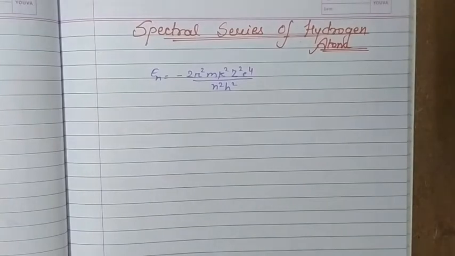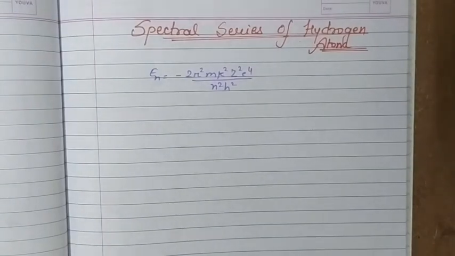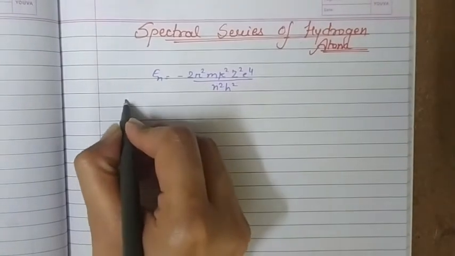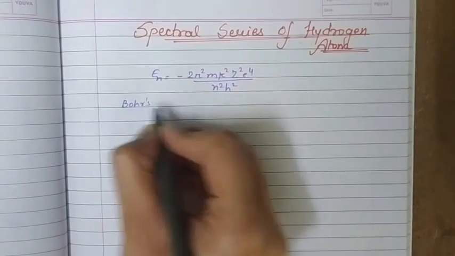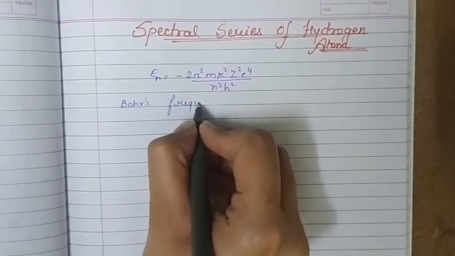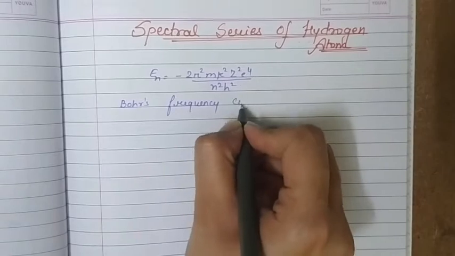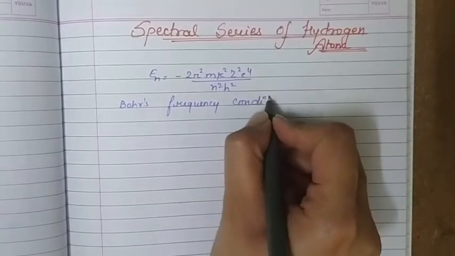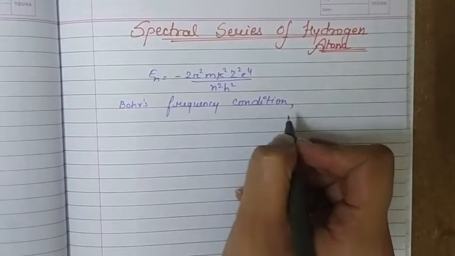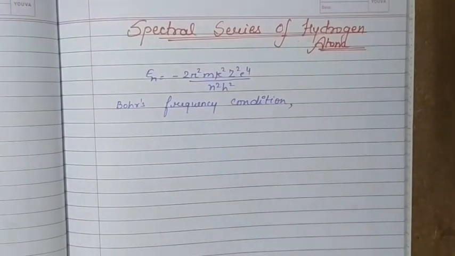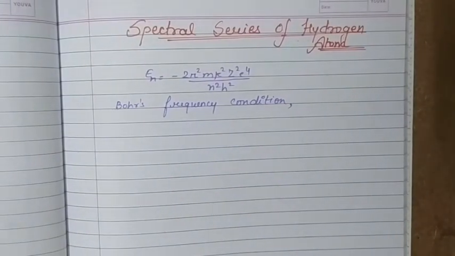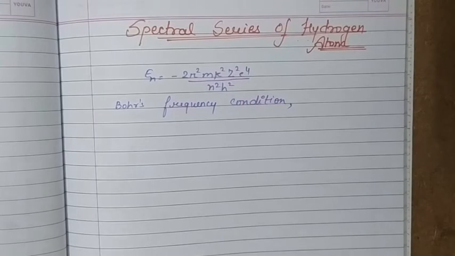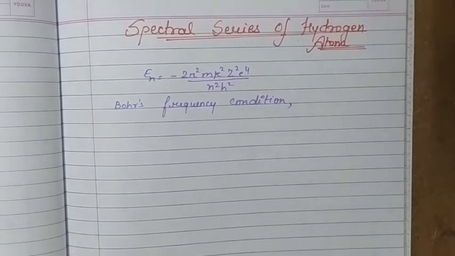Now according to Bohr's frequency condition, the photon that is emitted by the electron or absorbed by the electron when it transits from one energy level to another, that photon has energy equal to the difference between those energy levels.